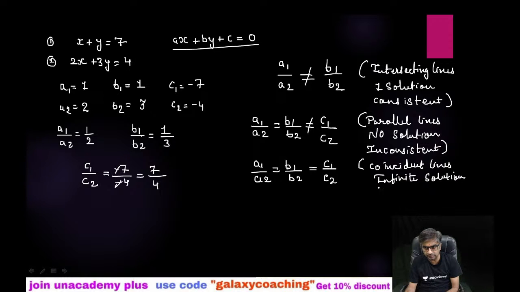Consistent plus dependent. Okay, this will be consistent plus dependent. Now Aryan, let me clear your doubt. These are the things by which you can directly, without drawing the graph, find out whether you will get intersecting lines, parallel lines, or coincident lines.